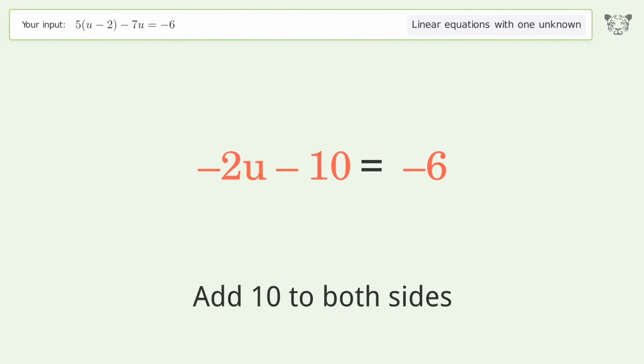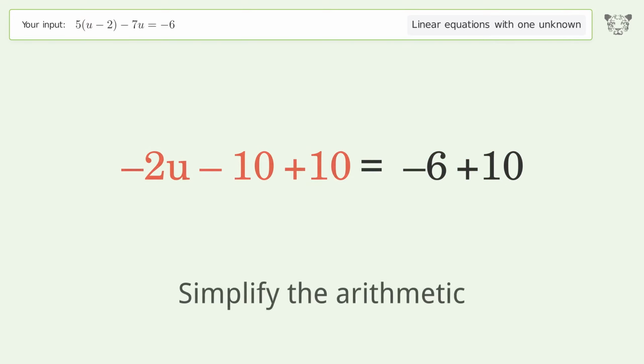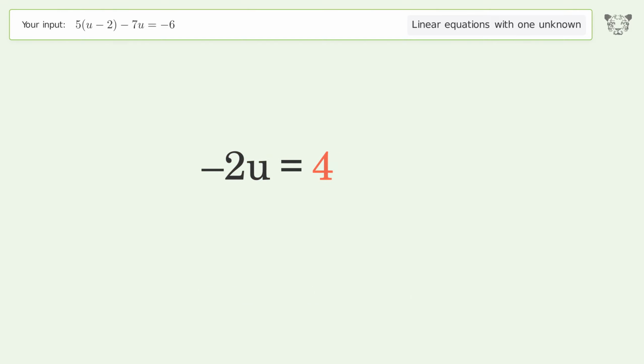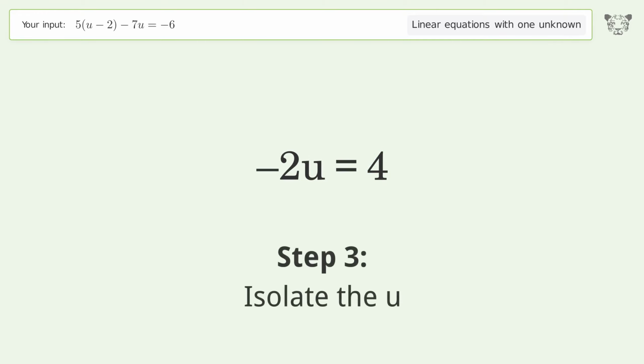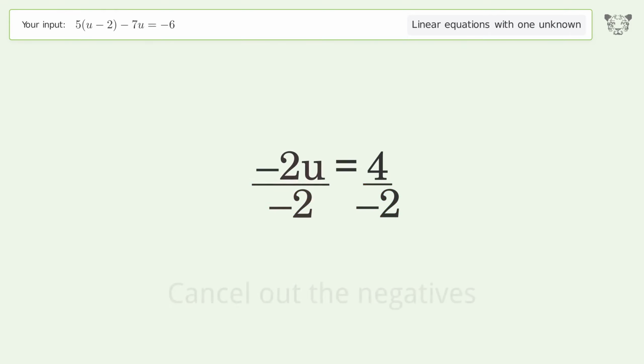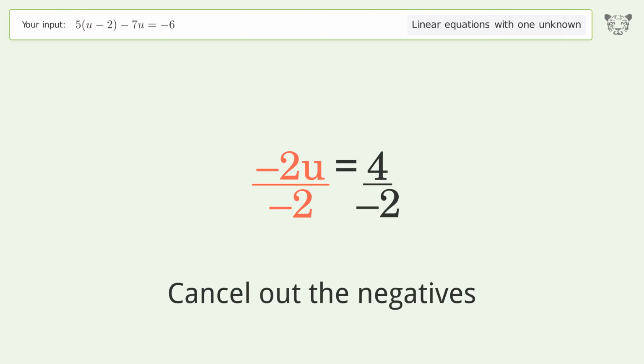Add 10 to both sides. Simplify the arithmetic. Isolate the u. Divide both sides by -2. Cancel out the negatives.